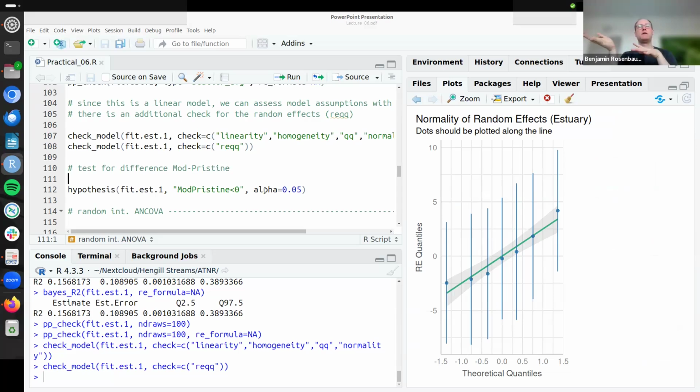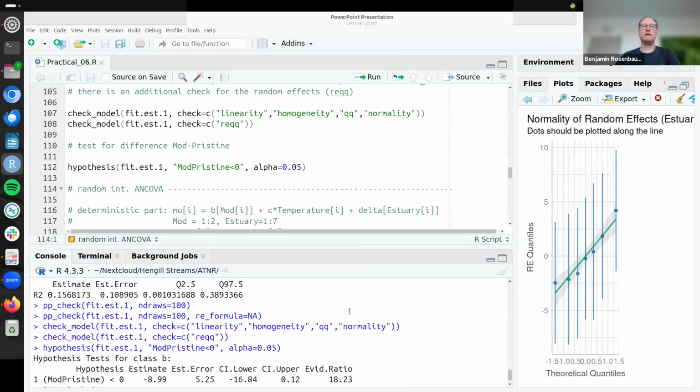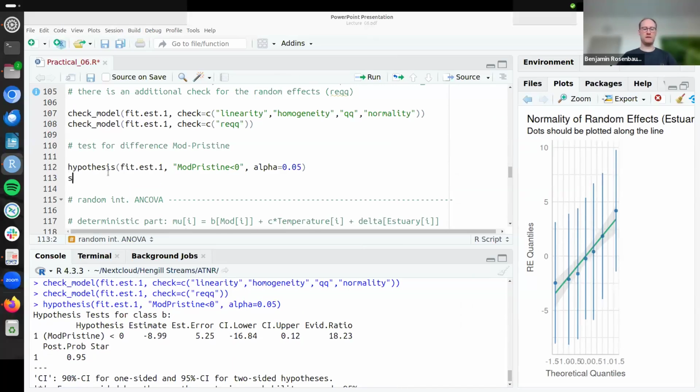Right, so we put everything in the fixed effects, what we actually want to test here in this case. And this was, is there a difference in invertebrate abundance between modified and pristine? And we can see this in this one parameter. Let me check the summary table again.